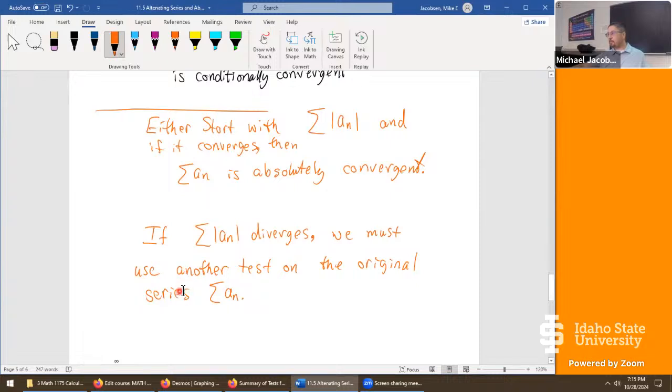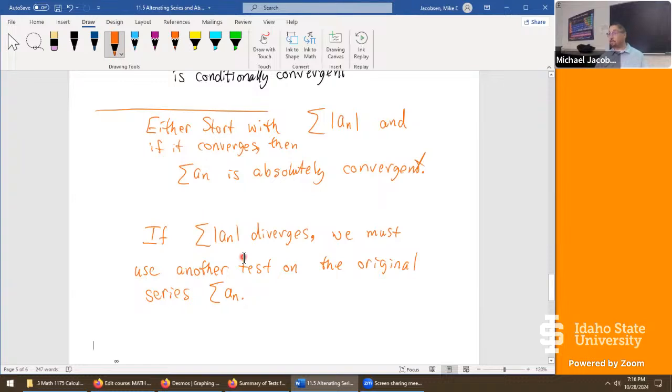We started here. We tested the original series an and found it converged. And so we wondered, will it converge absolutely? So we did this as our last step. And the problem we just did, if you started here, you would have gotten divergence, and then you would have had to use the alternating series test when you go to use the other test portion.